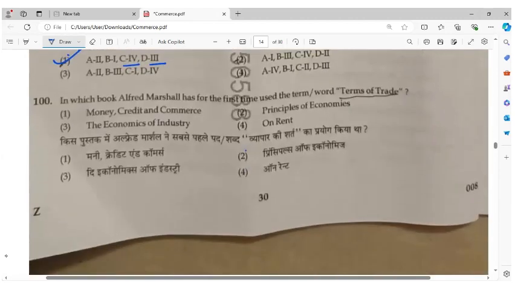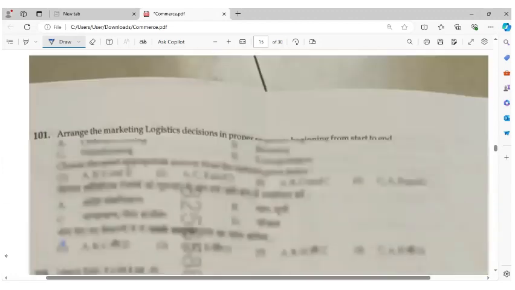So yes, the next question, that is the 100th one: in the books of Alfred Marshall, the term "terms of trade" was used for the first time. So terms of trade is used for the principles of economics. Here you will get options like rate on the rent, which you can easily eliminate, but for the economics of the industry, option number 3 and option number 2, you might get confused in this question, but the right answer is the principles of economics, because you have to choose the best one from these.